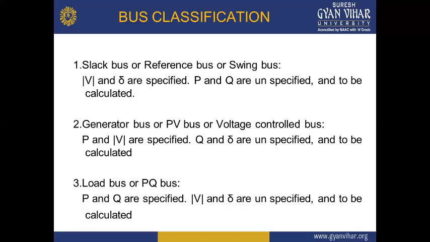The other type of bus is the load bus or the PQ bus. That means P and Q are specified, that is the real and reactive power at the load. The demands are specified at the bus. Either the generating real and reactive powers or the demanded real and reactive powers are defined. We do not have knowledge about the voltage magnitude and the angle. These two are unspecified and have to be calculated. So these are the three bus classifications we studied in the previous lectures.